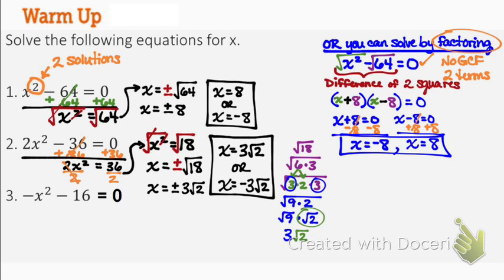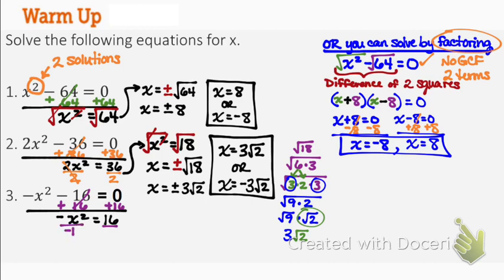All right, last one. Where do I start this one at? What's my first step? Add 16 to both sides. So I would have negative x squared equals 16. What next? Multiply both sides by -1, or I can divide by -1. It has the exact same result.